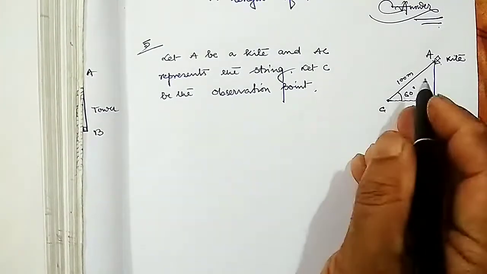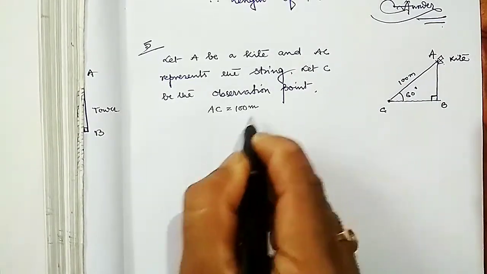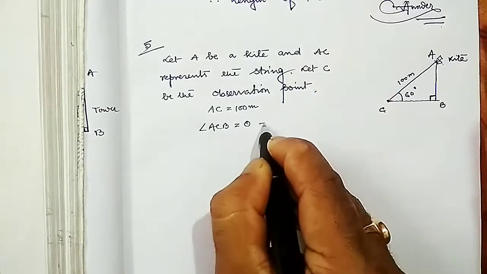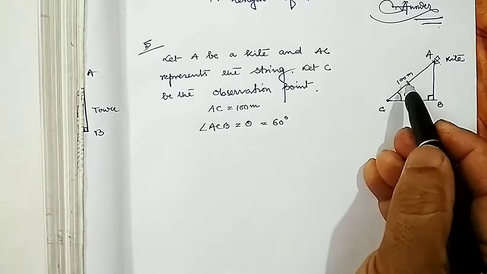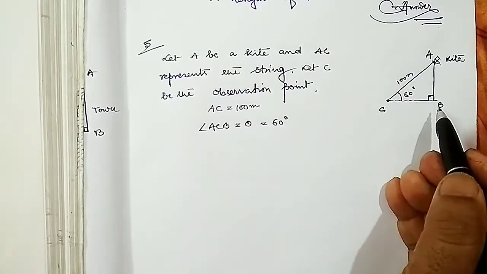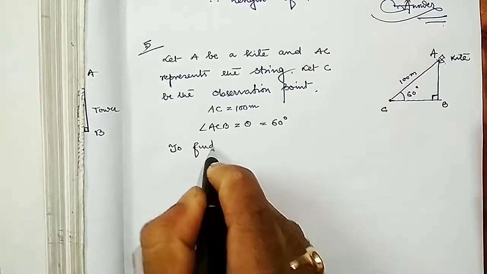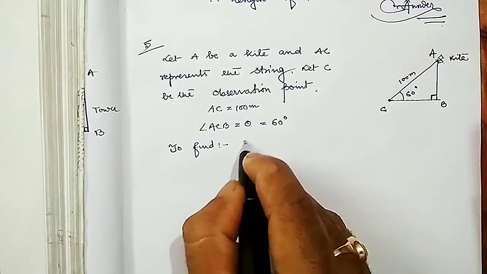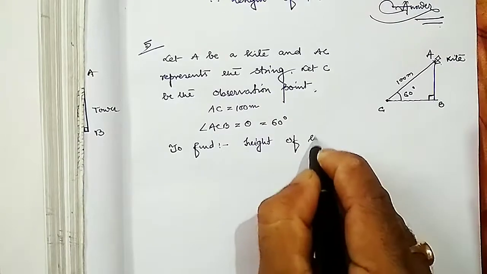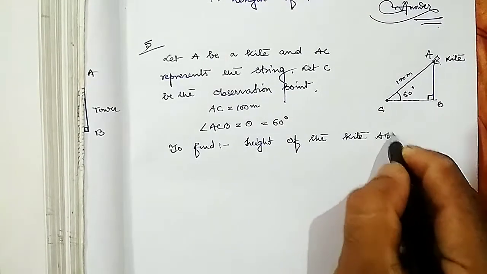Here AC is given 100 meters, so let me write here AC equals to 100 meter. Angle ACB, which I can consider theta, this one is given 60 degree, this one is 100 meter given, and we have to find height of the kite, that is AB is to be calculated. So we can write here, to find, what we have to find? We have to find height of the kite, that is AB is to be calculated.